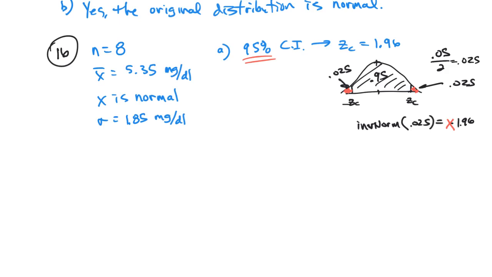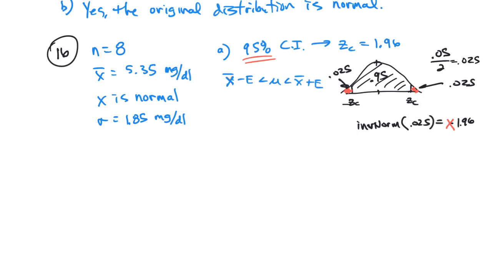Or you could just punch in inverse norm and add the 0.95 to the 0.025 to get over to the positive 1.96, and then you don't have to worry about getting rid of the negative. But again, all this right here, we don't really need to do. We can use that little table and get this right from the table. So then for part A, we need to use x bar minus E, x bar plus E. They gave us x bar, so we need to find E.